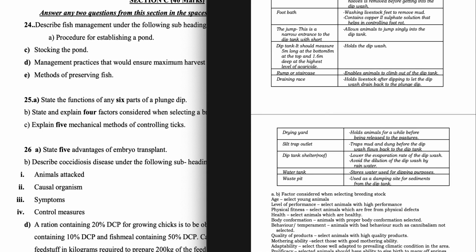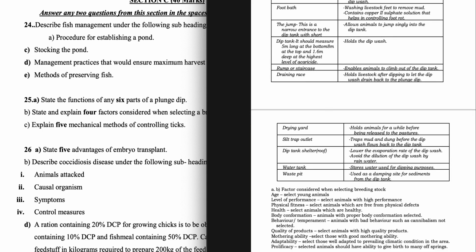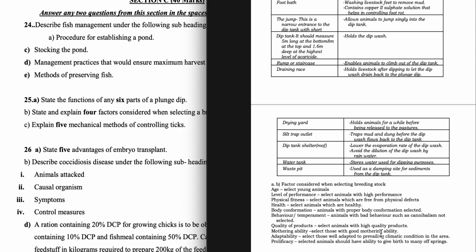Quality of products, select animals with high quality products. Mothering ability, select those with good mothering ability. Adaptability, select those well adapted to prevailing climatic conditions in the area. Prolificacy, selected animals should have the ability to give birth to many offspring.